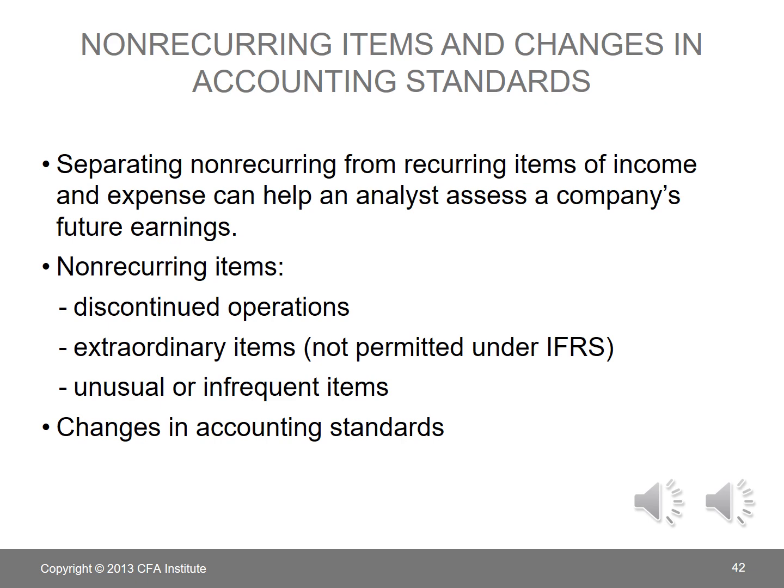At times, standard setters issue new standards that require companies to change accounting policies. Companies may be permitted to adopt the standards prospectively, that means in the future, or retrospectively, restating financial statements as though the standard existed in the past. In other cases, changes in accounting policies, from one acceptable inventory costing method to another, for example, are made for other reasons, such as providing a better reflection of the company's performance.